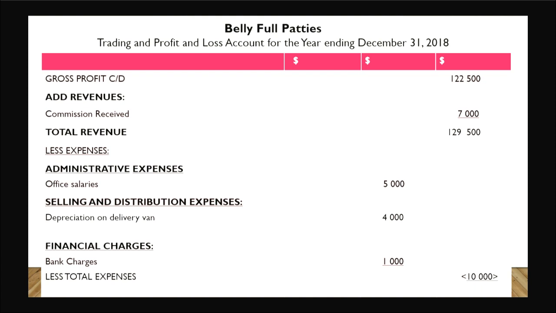We then subtract our total expenses from our total revenue, and that will give us, finally, our net profit. The net profit figure here would simply be, how much did you get? It should be $119,500. That's our net profit figure.